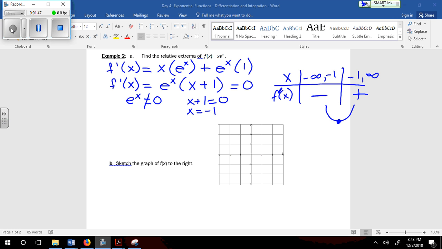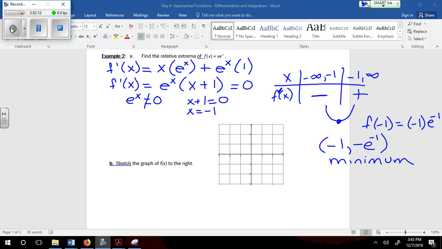So to find the actual point of that minimum, we're going to plug in -1 to our function. So f of -1 would be -1 times e to the -1. And so we have the point -1, negative e to the -1st. And this would be a minimum.